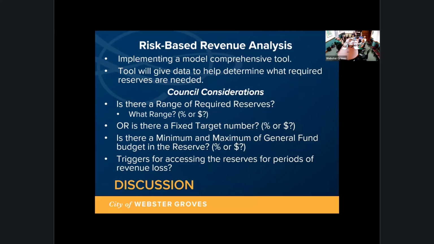Or this one's falling behind. We don't have enough money to get this project really going. How do we put money down? And then what are those triggers for accessing that? So I've got two slides here, but this is really about the output of the risk-based analysis. What does that data teach us? And what's your comfort then with what that data will teach us?